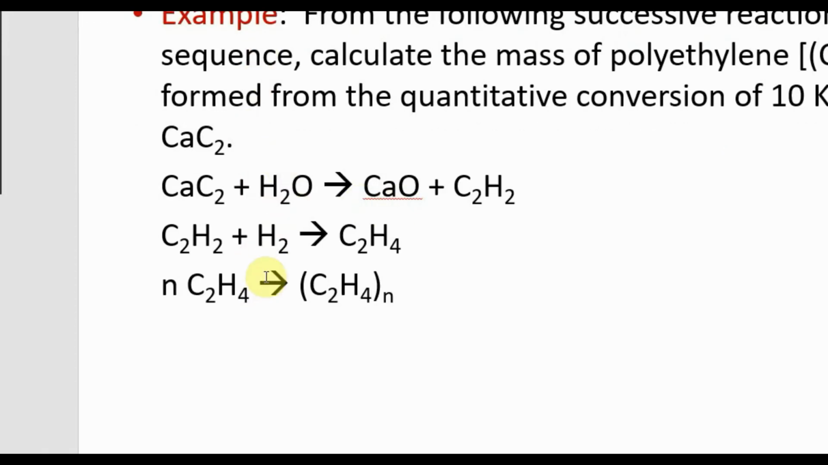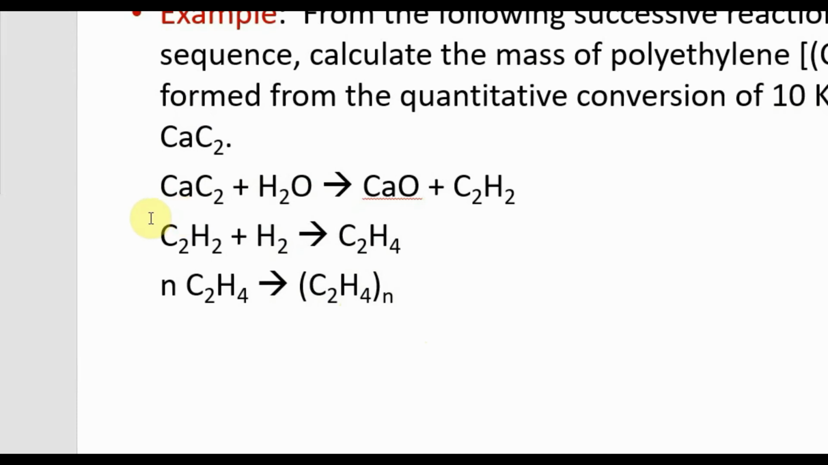Supposing you are given this series of steps, starting where we are wanting to prepare polyethylene, the plastic polyethylene polymer, wherein the degree of polymerization is huge and not fixed. So you are asked to find out the mass of the polyethylene that will be produced from 10 kg of the starting material, calcium carbide. We have to perform 3 steps.